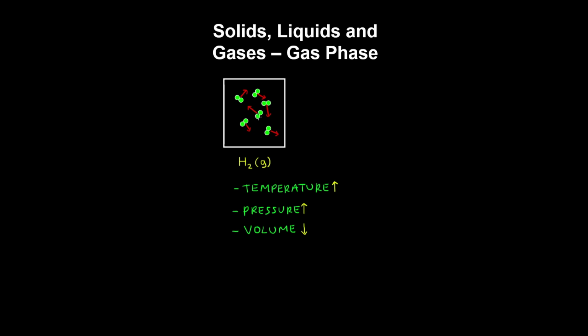And because of the constant random motion of the particles, and the minimal effects of the forces between the particles, being weak van der Waals forces, the gas doesn't have a definite volume or shape. So in other words, the volume occupied by the gas is going to keep changing.